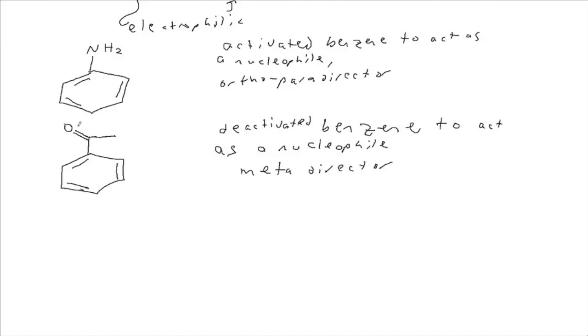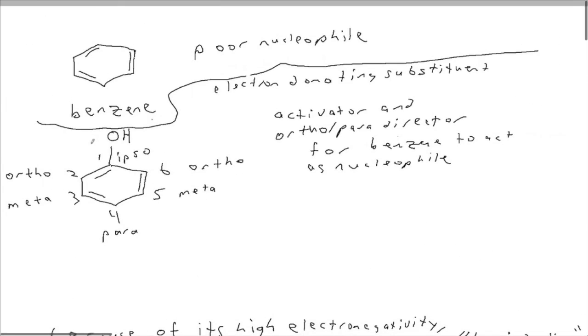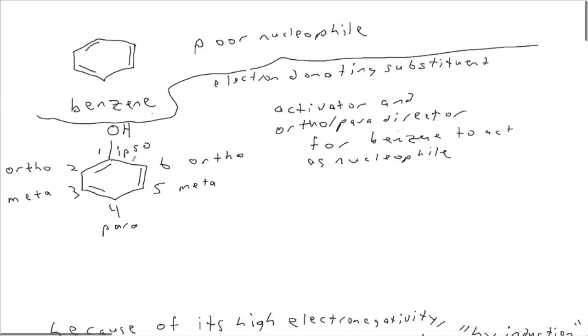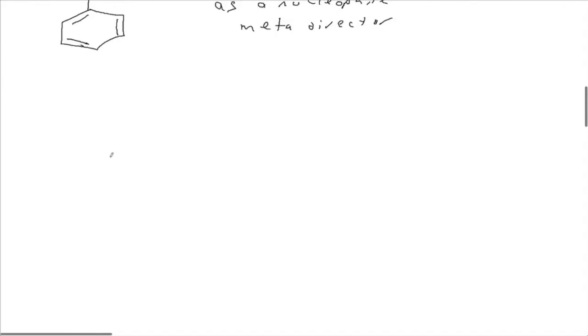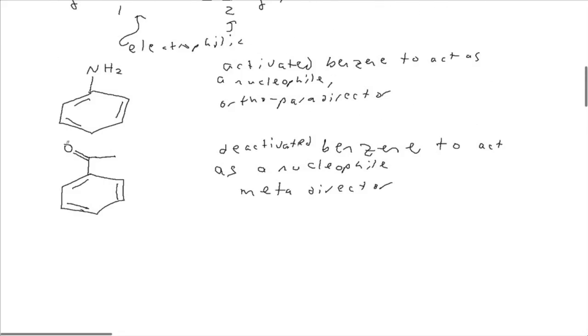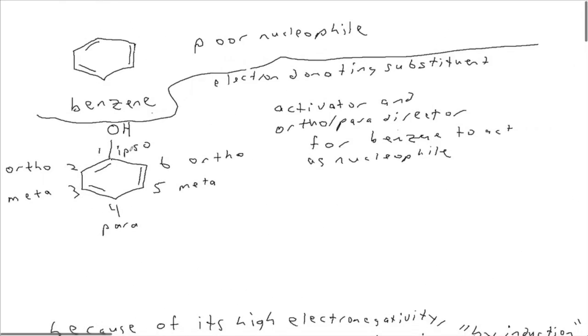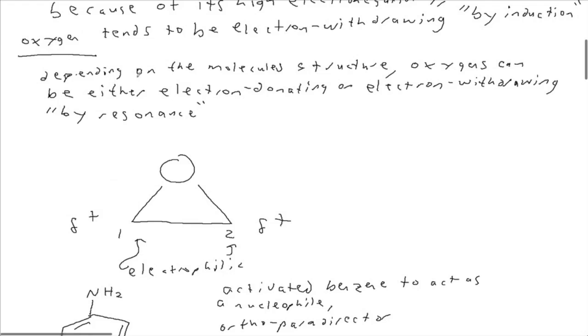So the oxygen here is an electron withdrawer by both induction and resonance, whereas here, the resonance made the oxygen an electron donor. Notice there's a big difference between the oxygen being connected to the ring and here the oxygen being connected to the atom that's connected to the ring. That turns out to make a big difference. That's why I said, depending on the molecule's structure, oxygens can be either electron donating or withdrawing by resonance.